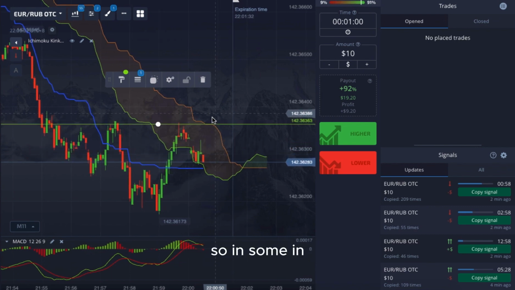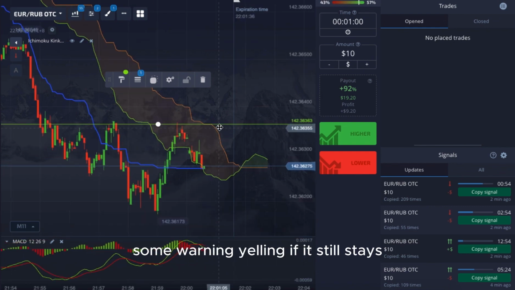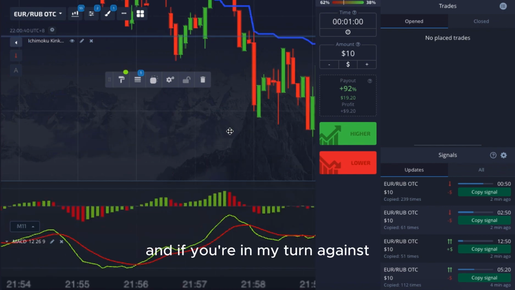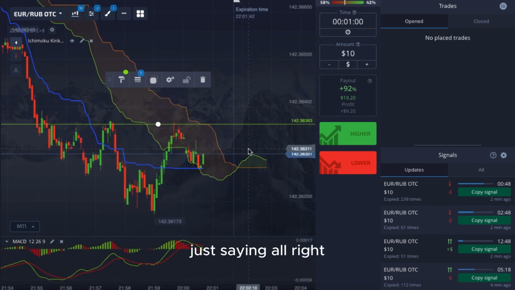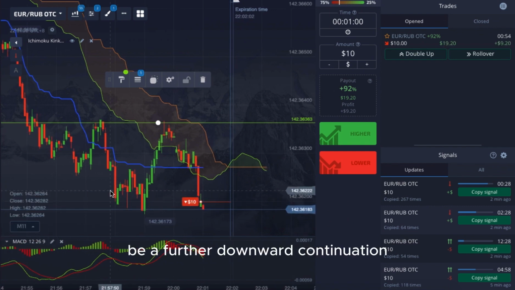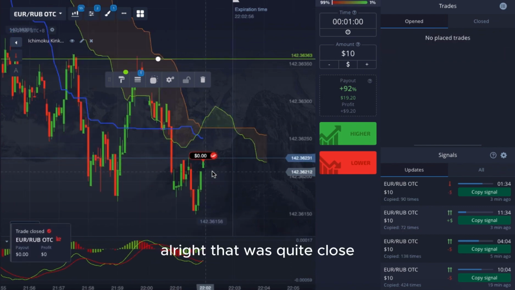So there could be a situation that will require some martingale. If it still stays inside of here, it comes out and stays beneath here, it might turn against. Just saying. Alright, it's broken beneath, and that may be a further downward continuation. So let's monitor for the result. Alright, that was quite close.